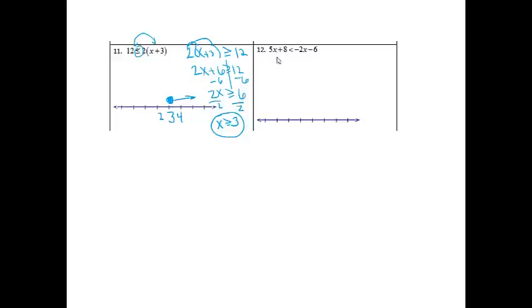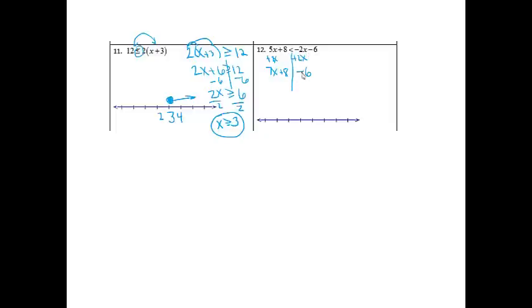Okay, number 12, 5x plus 8 is less than negative 2x minus 6. So I'm going to go ahead and draw a line. I need my x's on the same side, so to get rid of a negative 2x, we're going to do plus 2x to both sides. 5x plus 2x is 7x plus 8, and then I get negative 6.